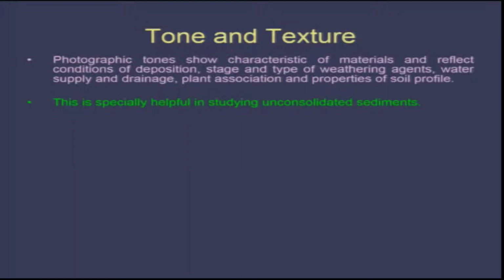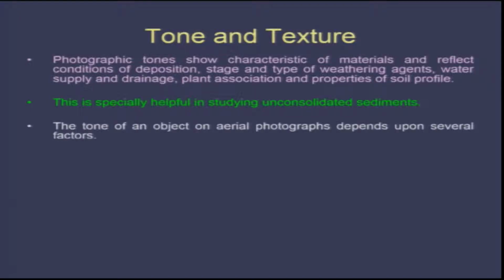Because not all terrains or areas will have similar vegetation. Vegetation also depends on the subsurface lithology or the soil type. So, this is especially helpful in studying unconsolidated sediments. The tone of an object on an aerial photo depends upon several factors, which are given below.